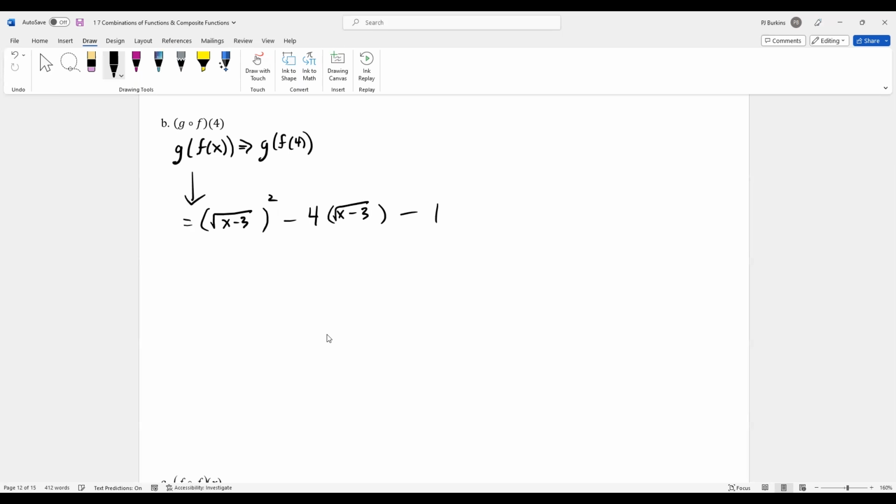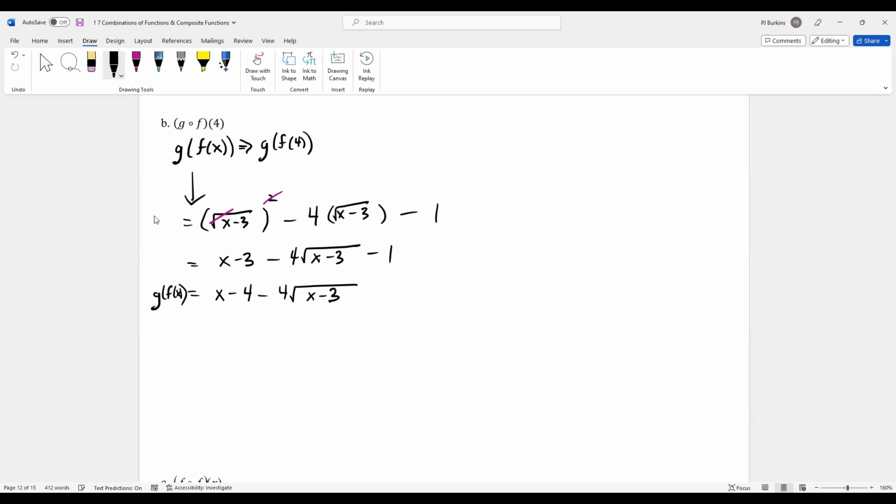This is nice because the square root of something squared cancels, and we just get x minus 3 out of that. We can't really do anything more with this guy, right? We can't distribute or anything like that because of the radical. And so best we can do is combine some like terms. And this is our composite function.